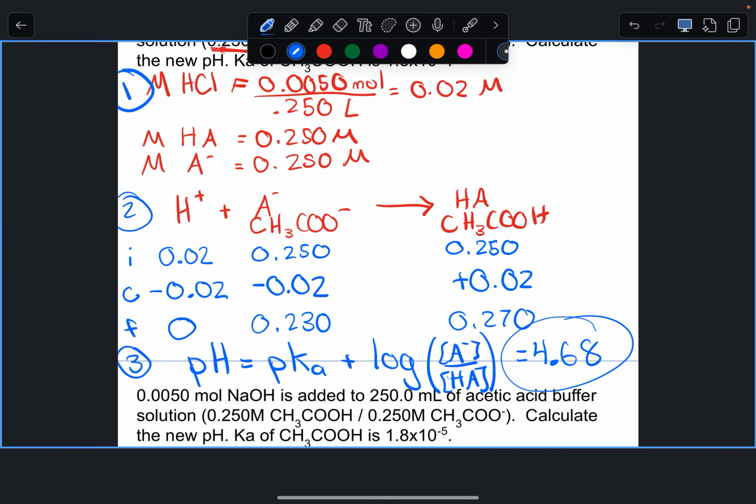Okay, so now I want you to do the same thing. In fact, I'm gonna leave this up so that you can see the 3 steps, but I want you to work this problem. So now you're adding base, which means that you wanna react the base with the weak acid now, not with the conjugate base, and do the same thing. Okay, so do each of those 3 steps, but now with a base.